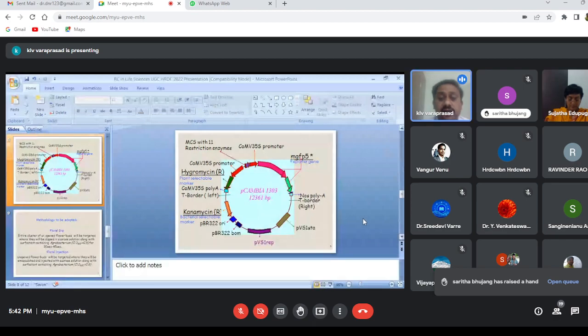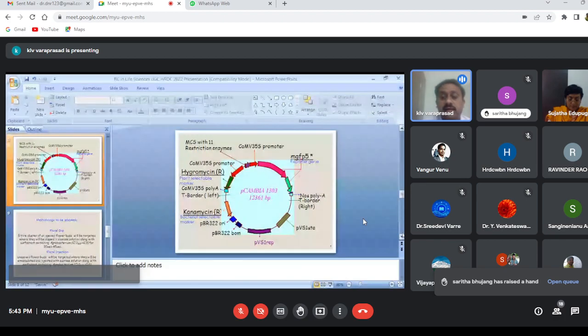So this is the vector construct, ma'am. It has hygromycin as a bacterial selectable marker, and kanamycin as the plant selectable marker. Here, the green fluorescent protein is the reporter gene, which will indicate the presence of the transgene. By the presence of the reporter gene, we can identify that.